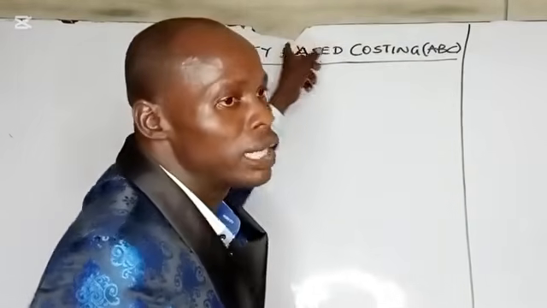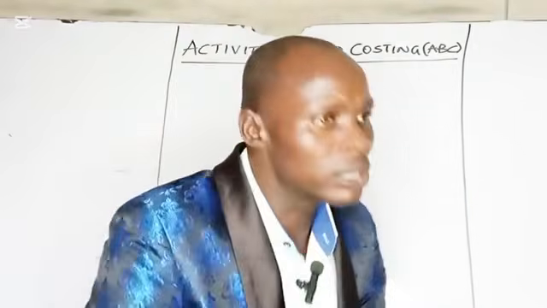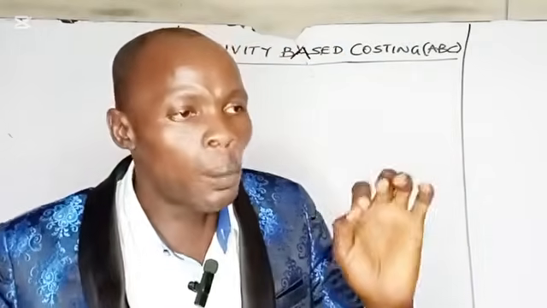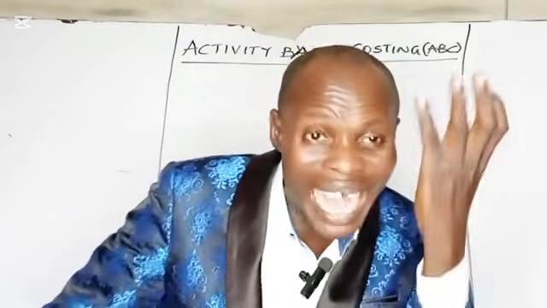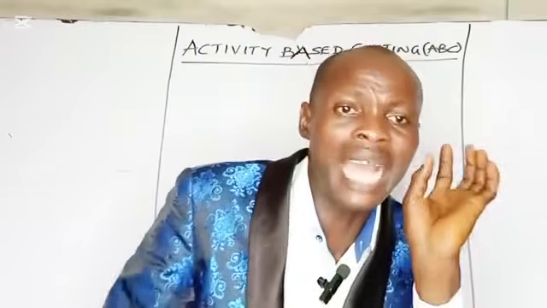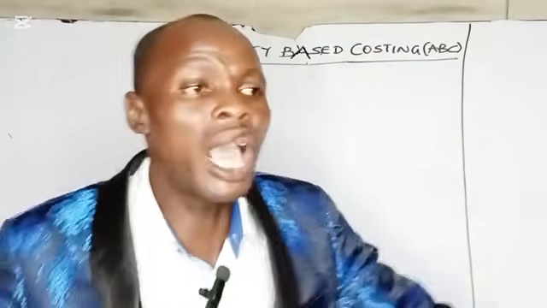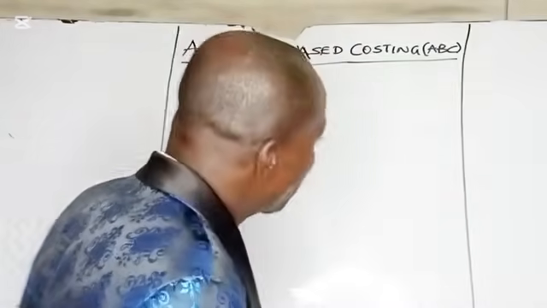ABC, activity-based costing. Traditional absorption costing uses either labor hours or machine hours to charge overheads to products. So, traditional method use either direct labor or machine hours to charge overheads to a product. But ABC uses many cost drivers to absorb overheads to product.